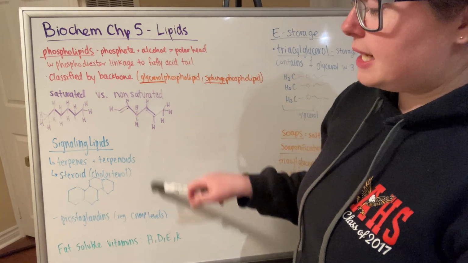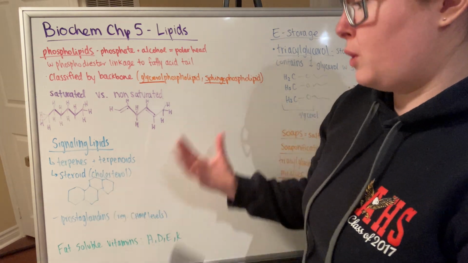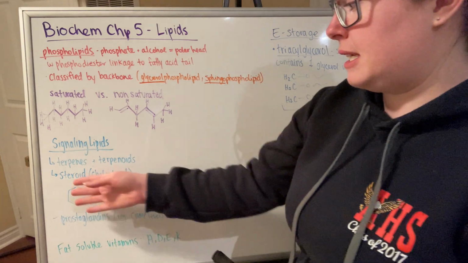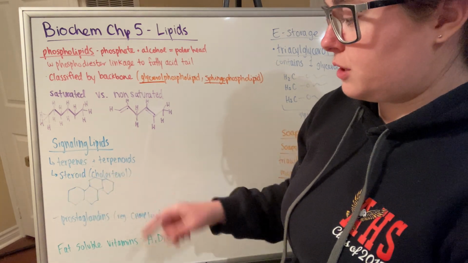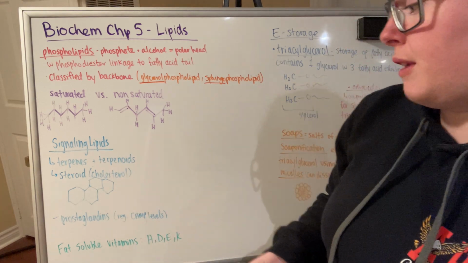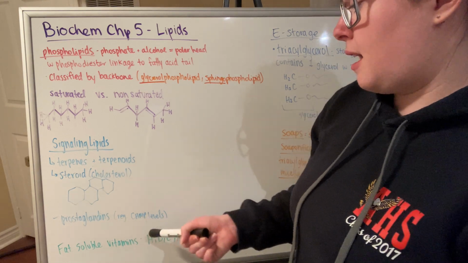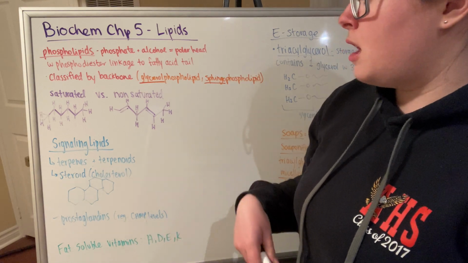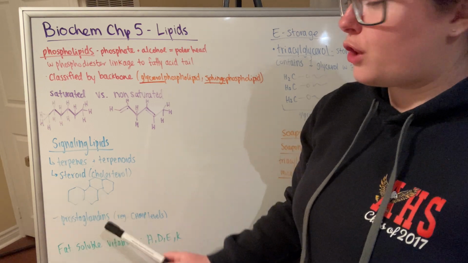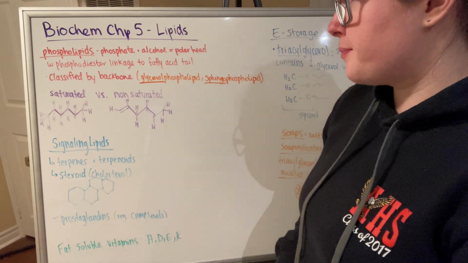Then we have signaling lipids, and we have terpenes and terpenoids. Those are examples of signaling lipids. And then we also have steroids. Steroids, for example, cholesterol, and this is what a steroid looks like, just a vague structure to recognize that. And then we also have prostaglandins, which regulate cAMP levels. Another important point in this chapter is the fat-soluble vitamins are A, D, E, and K, okay?